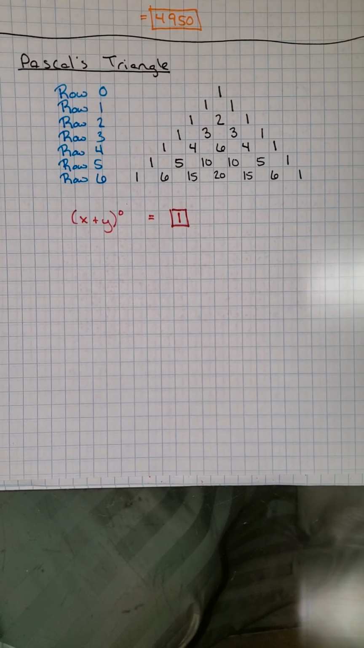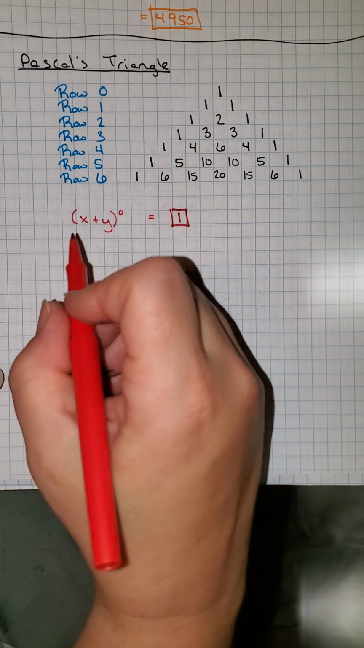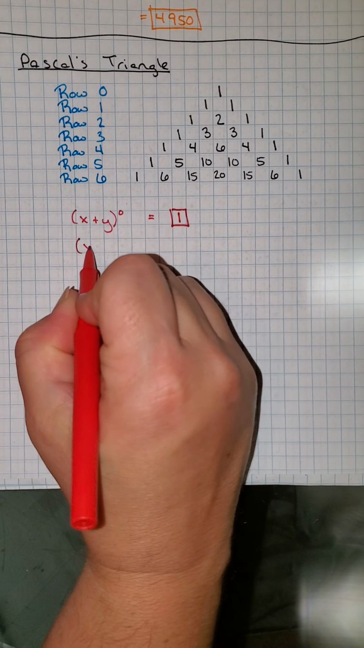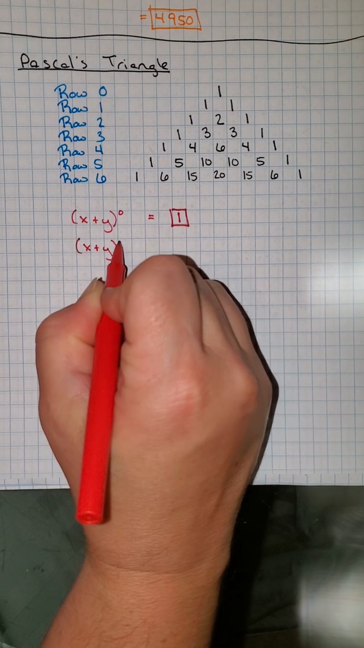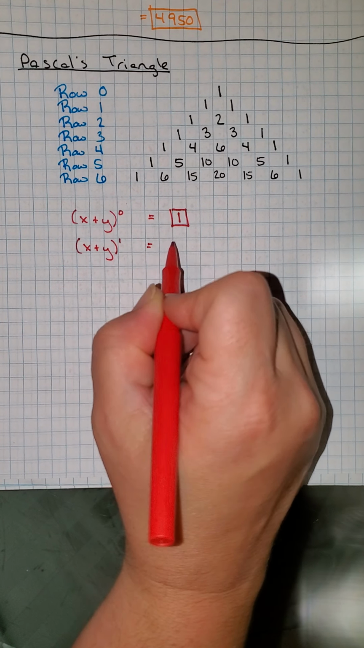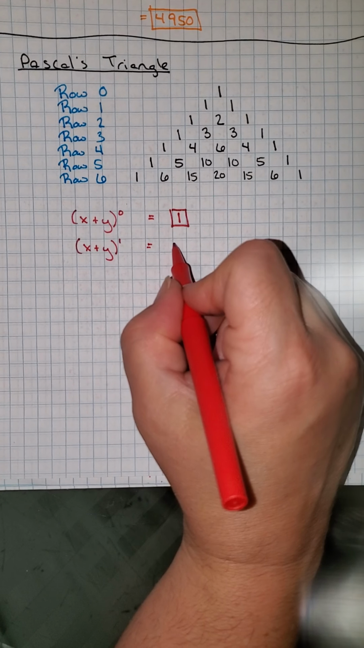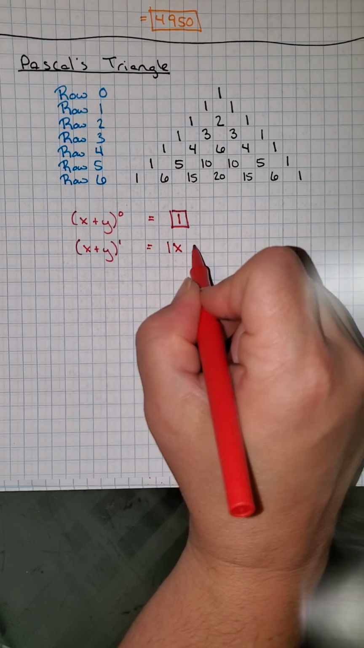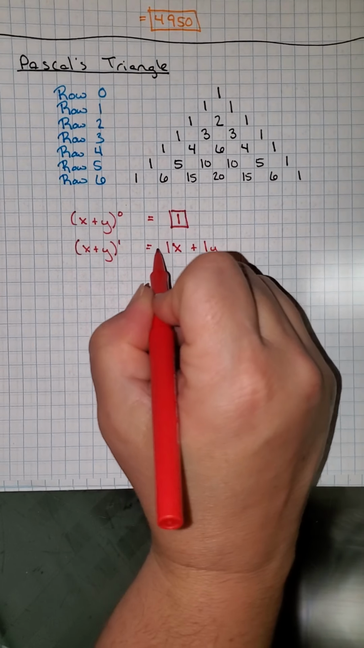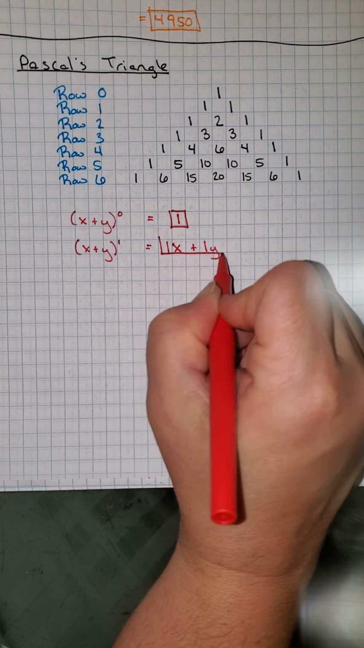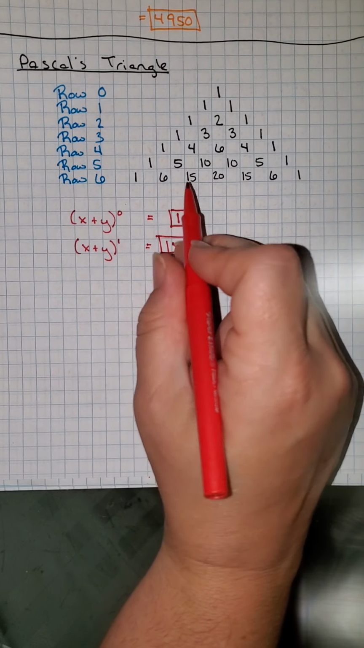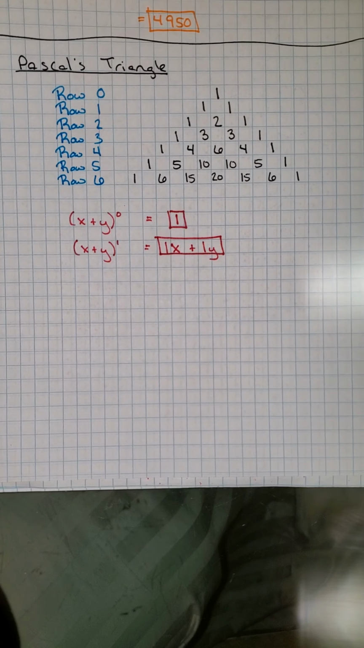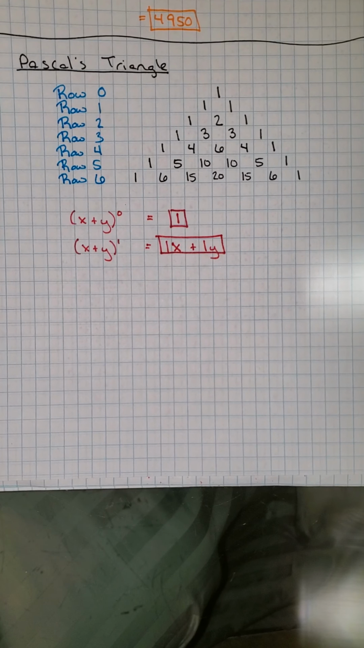Alright, next I'm going to do x plus y to the first. Anything to the first power will just be itself. So this will be 1x plus 1y. I'm stating it like that for a reason. I want you guys to see the relationship between this and Pascal's triangle.